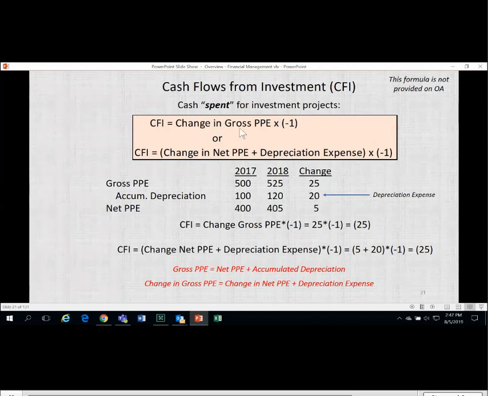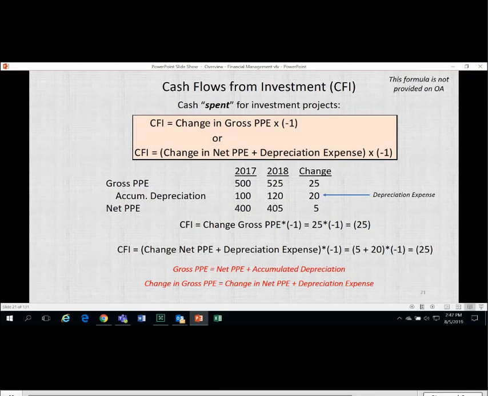Well, let's look at an example. If we had gross PPE at the end of 2017, it was 500 on the balance sheet. In 2018, it increased to 525. So there's a change in gross PPE of 25. That means we bought $25 of equipment. So we multiply by -1, and we'll know that we'll have a $25 cash outflow.